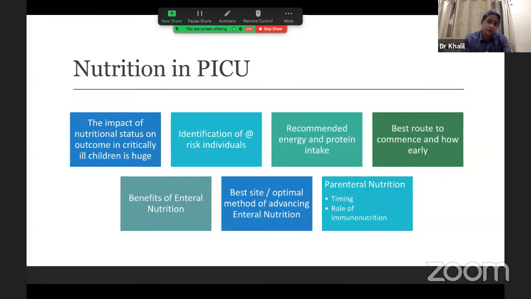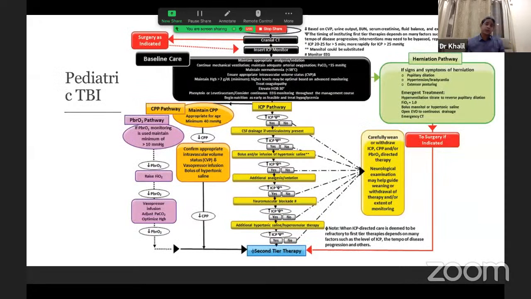Now, the timing of parenteral nutrition. There's a study which compared early parenteral nutrition with delayed, and it has been seen that children who were given early parenteral nutrition have fared badly compared to the delayed. So, if at all you are planning to start parenteral nutrition, it has to be beyond the first week. There's no role for early parenteral nutrition, just as there is no role for these fancy nutrients, which we call immunonutrients. They have been found to have no benefit in the management of critically ill children in the PICU. Now, coming to the last but the most important topic, pediatric TBI.